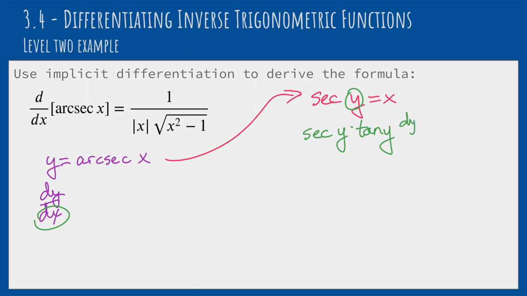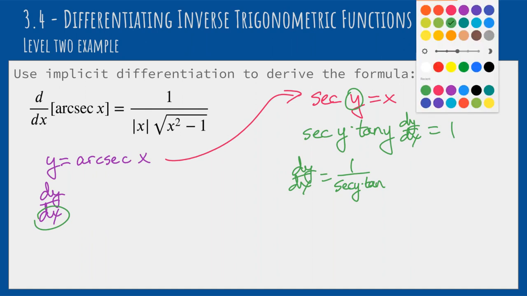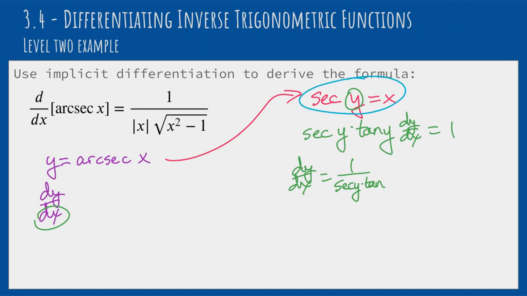That inner function of y means we have to multiply by the derivative of the inner function, and then the derivative of x is 1. So we solve for dy dx, and we get 1 over the secant of y times the tangent of y. Now, right off the bat, the secant of y, we know what that is because that's right here. Secant of y equals x, so that's just going to be x.